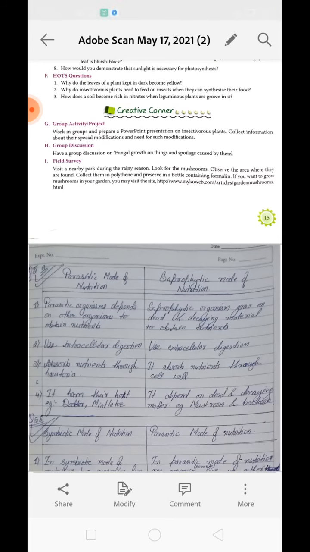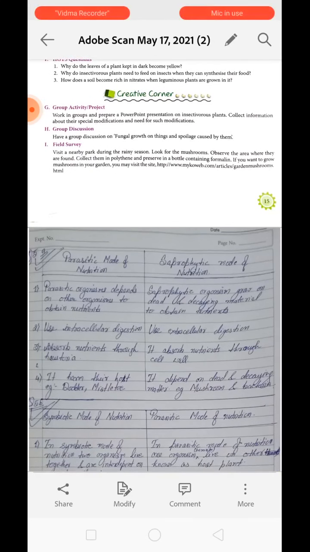Third point, absorb nutrient through haustoria. Parasitic plants obtain nutrition with the help of haustoria. If it reaches the xylem, it will obtain water and mineral. If it reaches the phloem, it will obtain prepared food by the plant. In saprophytic, it absorbs nutrient through the cell wall, the outermost structure of a plant cell, through which it absorbs all the nutrient.